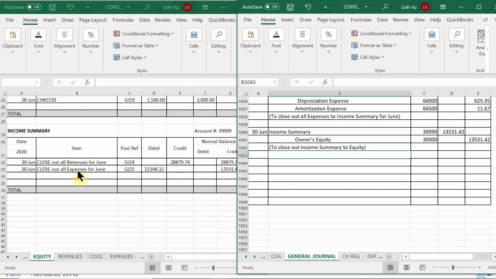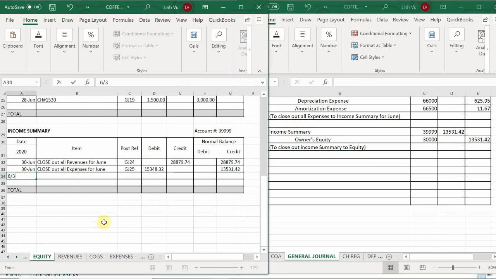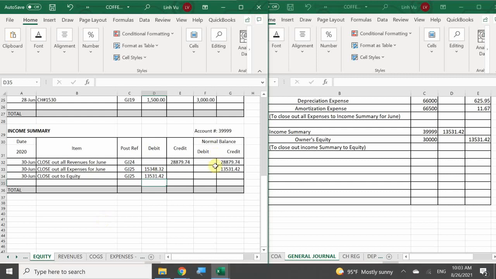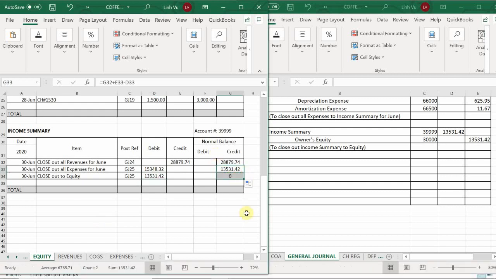And of course, let's go ahead and do that. So we're going to close out to equity. Okay. General Journal 25, and we're going to debit the 13,531.42, which should give me an account balance of 0. Okay, so there we are zeroing out. Once we've done that, we're reinvesting this money into our company.